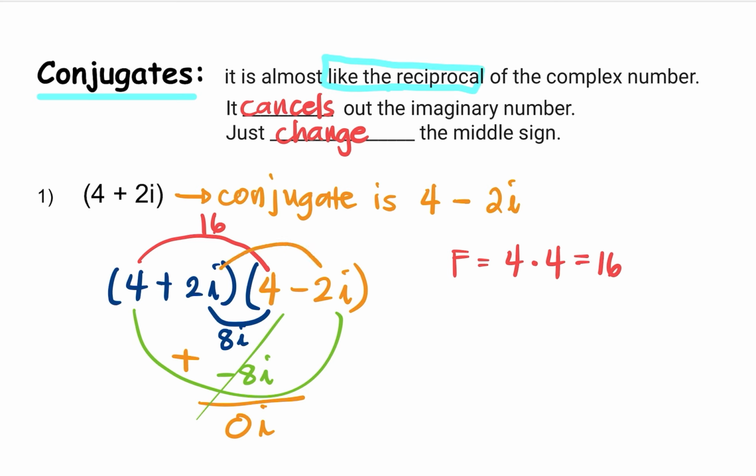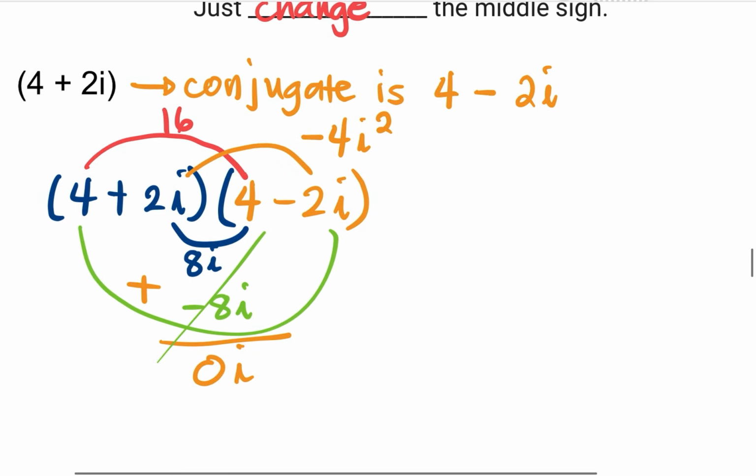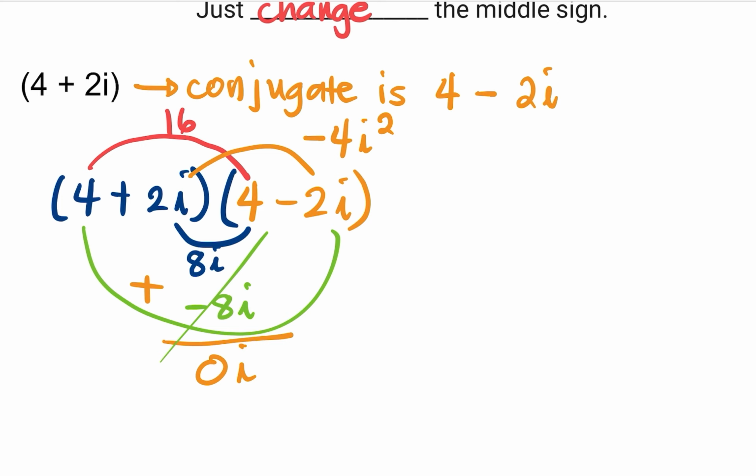Now, let's move on to the last terms. 2i times negative 2i. So that would make negative 4i squared. Alright, so let us put our answer together. The answer that we've got is 16, which is this one right here. The middle term gets canceled out because it's 0i, it has no value. And then we have minus 4i squared.